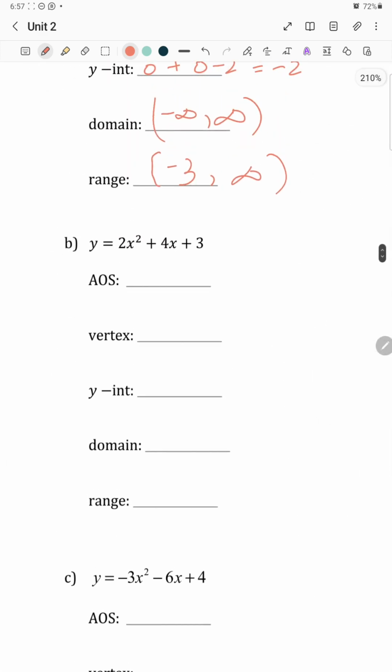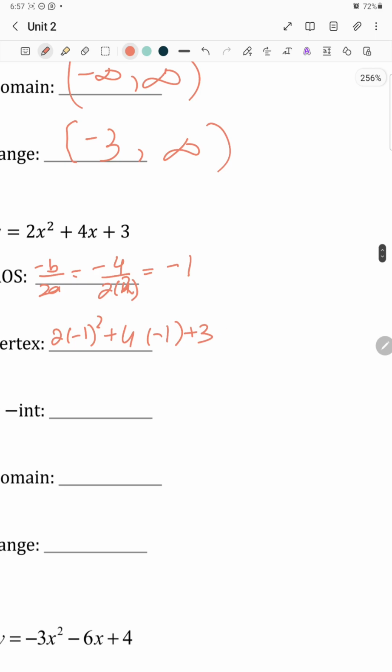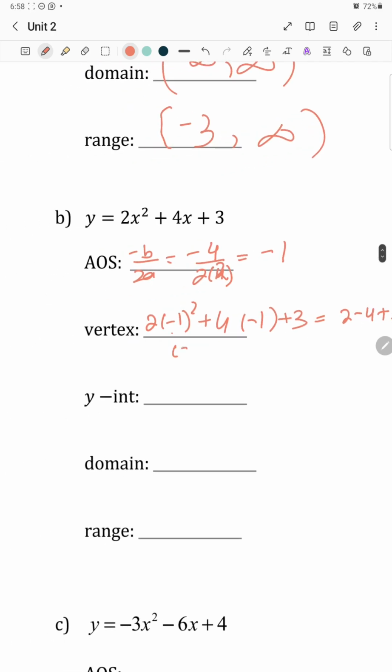So the AOS is minus b over 2a, minus 4 over 2 times 2, which is minus 1. The vertex is going to be 2 times minus 1 square plus 4 times minus 1 plus 3. Minus 1 square is plus 1, so it's 2 minus 4 plus 3, 2 minus 1, which is 1. So the vertex is minus 1, 1. The y-intercept is 0 plus 0 plus 3, which is equal to 3.